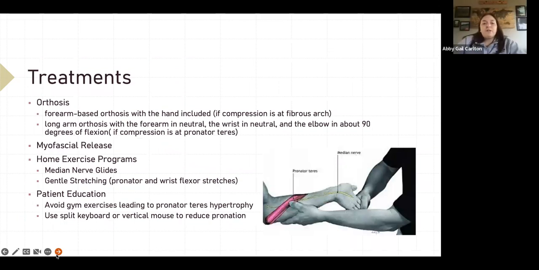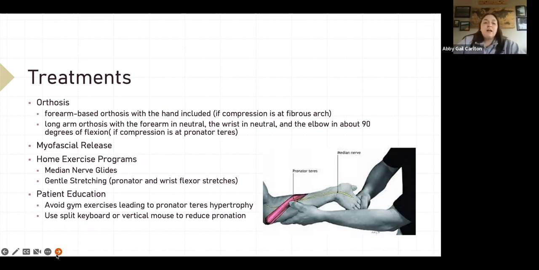As for treatments, they also vary depending on where the entrapment is occurring, especially when it comes to the orthoses. A forearm-based orthosis with the hand included could be a possible treatment for pronator syndrome if the compression is at the fibrous arch. However, if the compression is at the pronator teres, then a long arm orthosis with the forearm in neutral, the wrist in neutral, and the elbow at about 90 degrees of flexion would be used instead, because the long arm orthosis is going to prevent pronation and supination, which could provoke or irritate the median nerve.